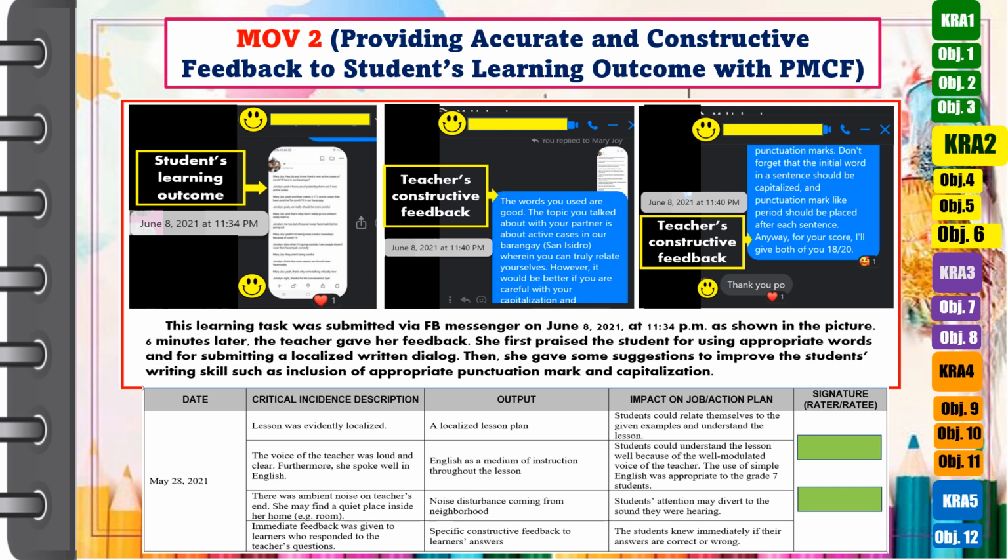This is the student's output submitted via FB Messenger on June 8, 2021 at 11:34 p.m. So after a few minutes, I gave feedback on the student's output. And I also included here annotations. And then here in the PMCF, I highlighted the comments or suggestions I gave to my colleague during her second COT, which is congruent to Objective 6.